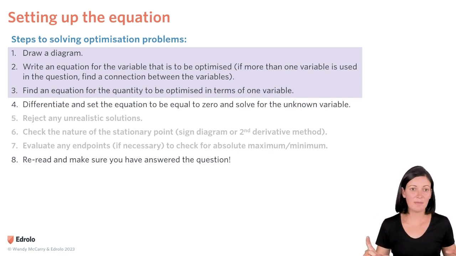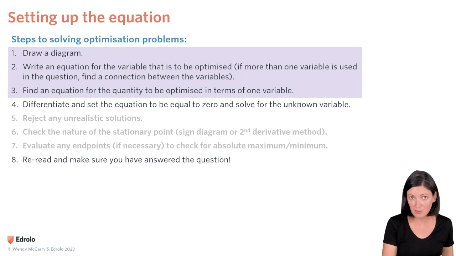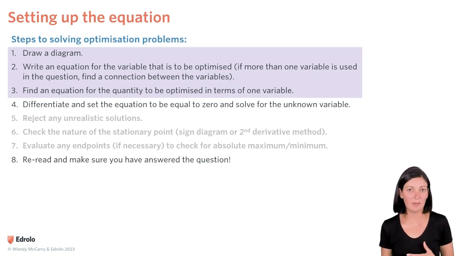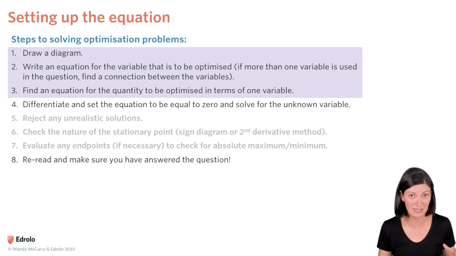The first three steps really have to do with setting up your equation. So often you're not given an equation in these types of problems. You have to make up the equation yourself. And that can often be the most complex part of these optimization problems. So that's why we're going to spend the first section of this lesson going through just that stage.